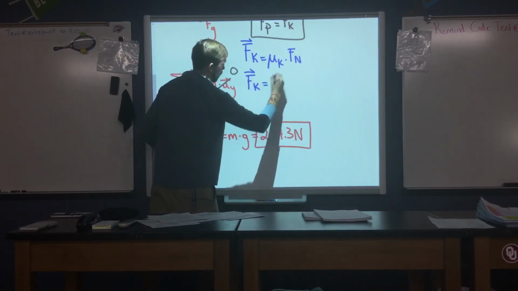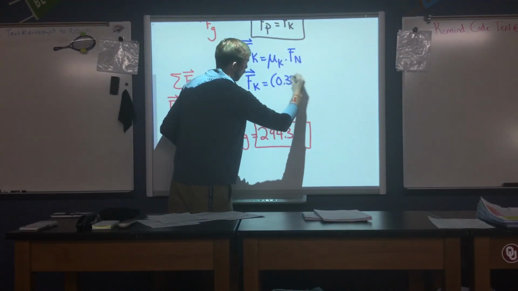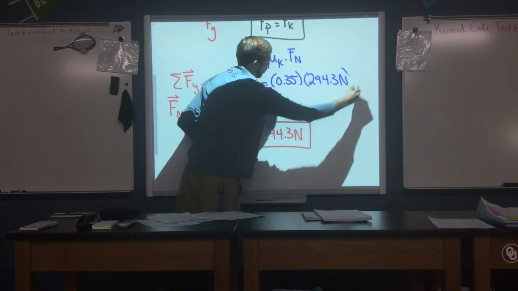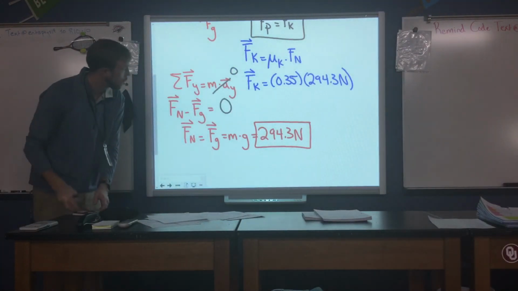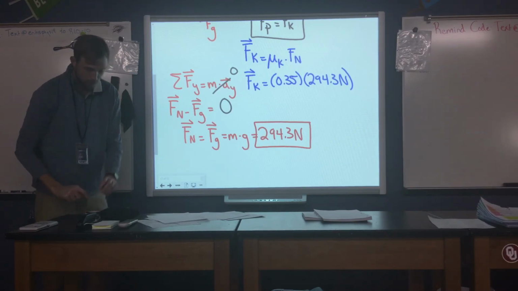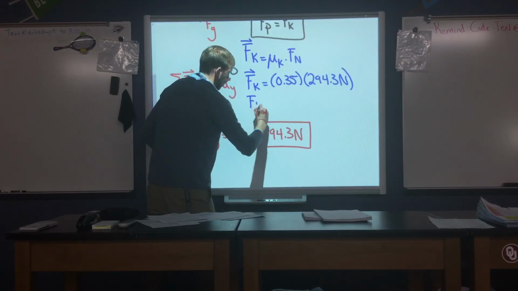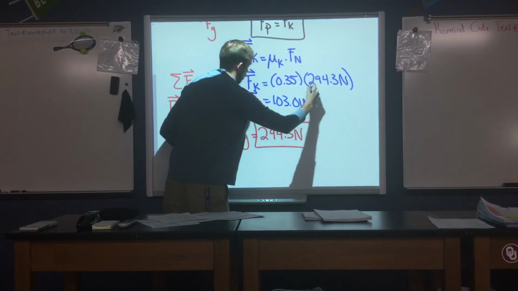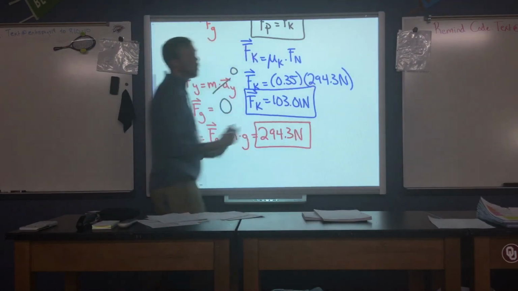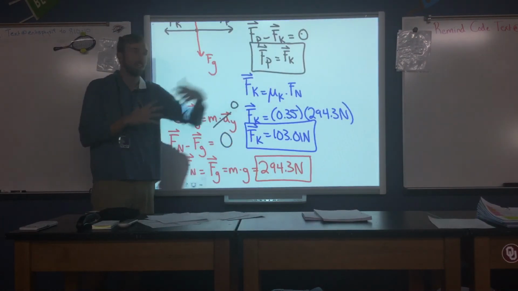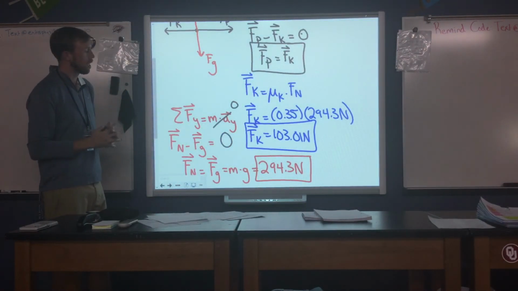Our force of friction is our coefficient, 0.35, multiplied by our normal force, 294.3 newtons. So I'll multiply 294.3 by 0.35. That gives me 103.01 newtons. So now we have our force of friction, and we already showed a moment ago that our force of friction must equal our push force because our object's moving at a constant velocity, therefore it has no acceleration.